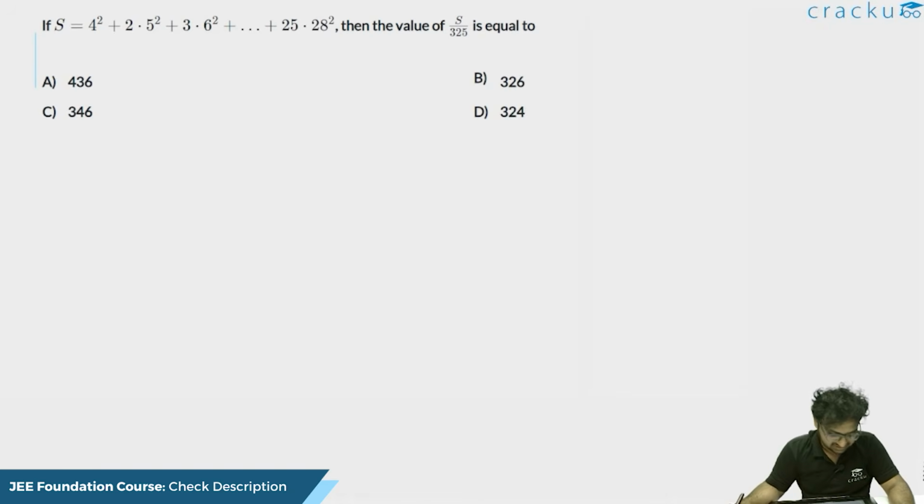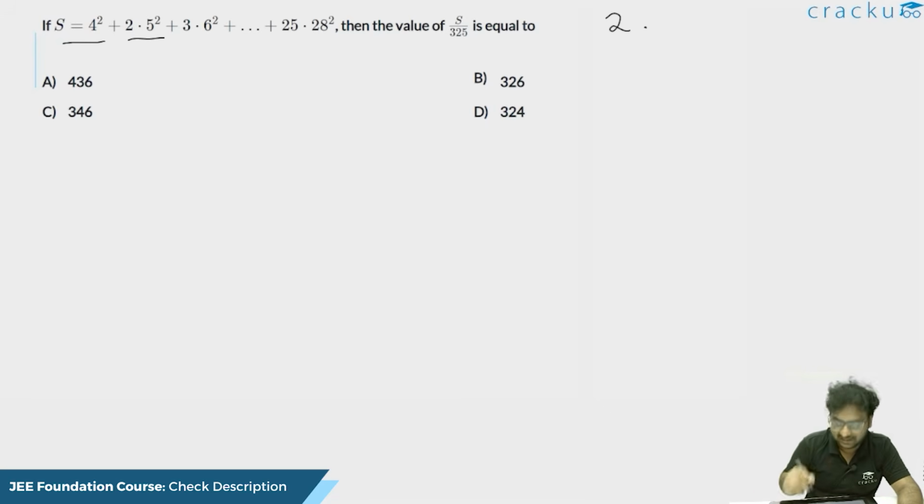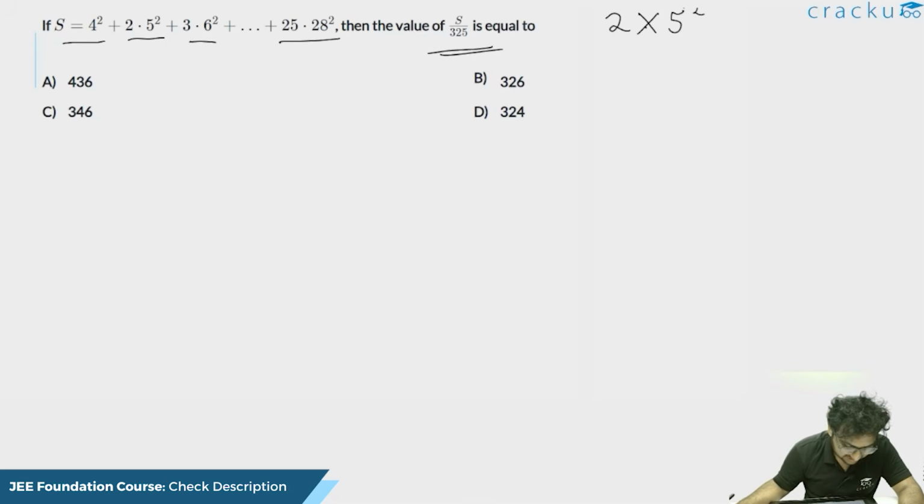Let us look at this question. So the question says that if summation s equal to 4 square plus 2 into 5 square, where dot represents multiplication, plus 3 into 6 square plus dot dot dot till 25 into 28 square, then the value of s by 325 is equal to, see, if we do it manually it will take a lot of time. So let us find a pattern in this.